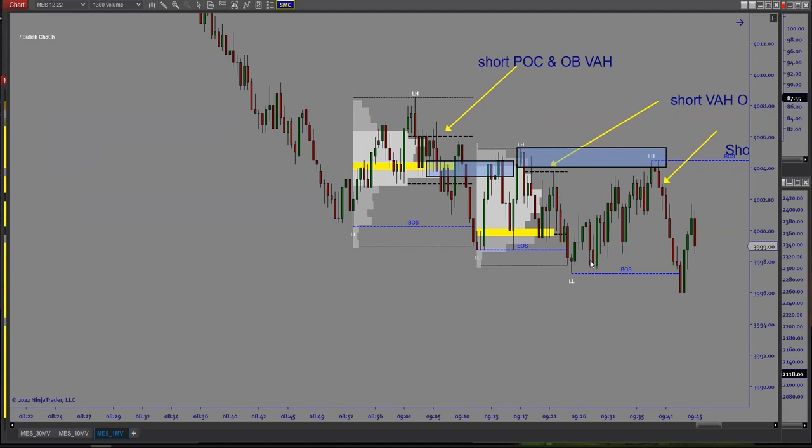Okay. You had an opportunity to short the POC here for a quick scalp. Not a lot of target objective because the low was right here. So that's why you would be aiming for this.